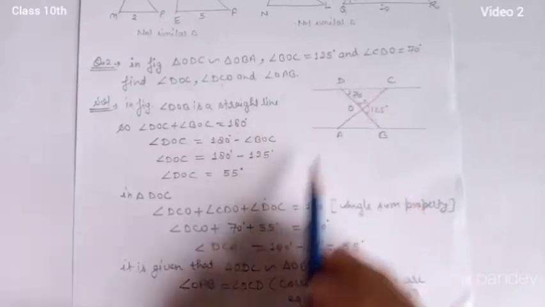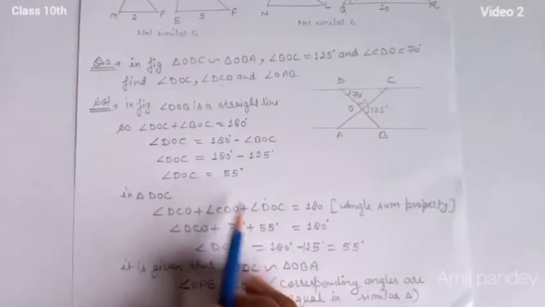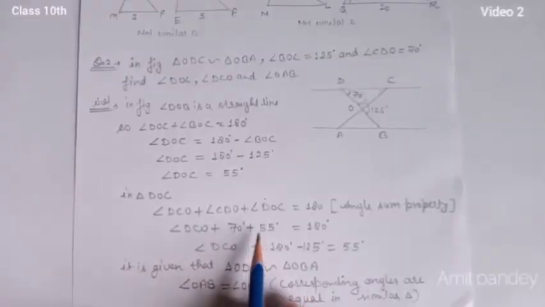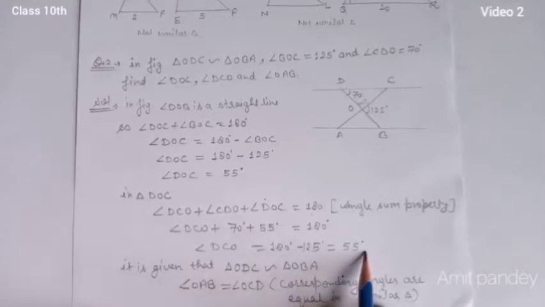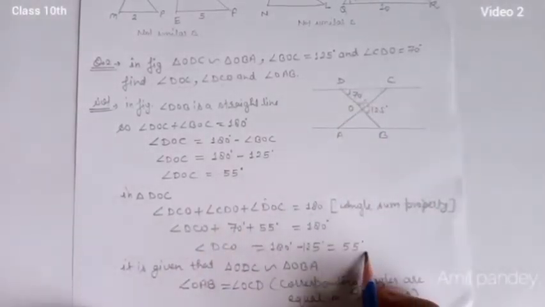So here 70 and another is 55. We already found 55 here. Now DCO is the sum of the both subtracted from 180. After subtracting we obtain 55. So DCO is 55 degrees here.